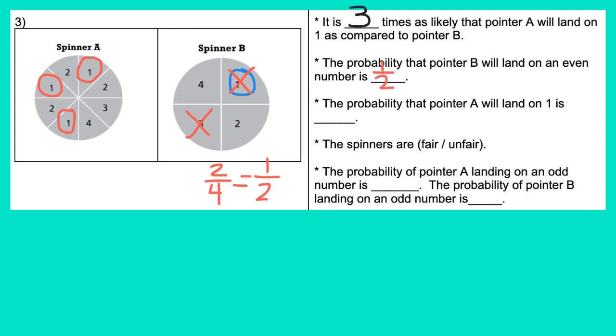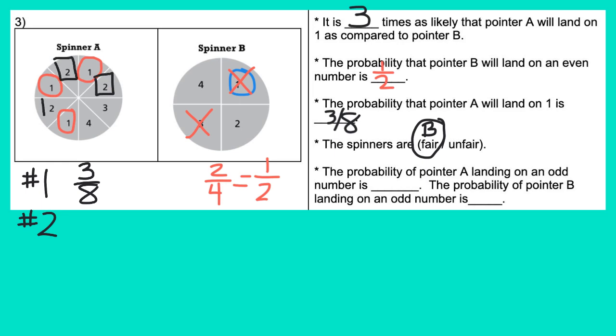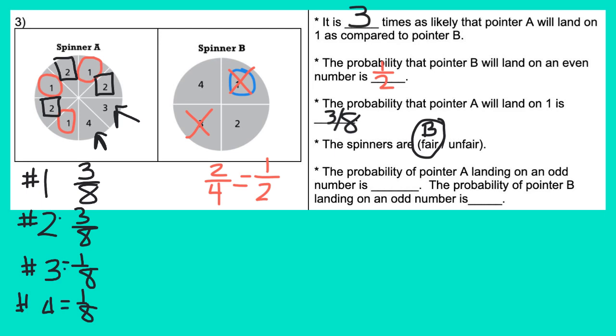The probability that pointer A will land on a 1, well, that's already pretty much done for us, because to get a 1, that's 3 chances out of 8. So 3 out of 8. The next part, I have a mixed bag because I would totally say spinner B is fair. Each section has 1/4 of a chance of being chosen. But spinner A, let's just check this out for a minute. To get a 2, there's 1, 2, 3 2s out of 8. To get a 3, there's only 1 out of 8. And to get a 4, there's only 1 out of 8. And those are not equal. If they are not equal, that means spinner A is unfair.